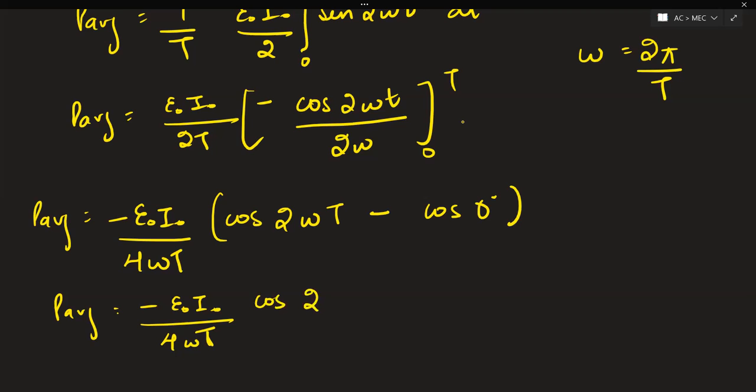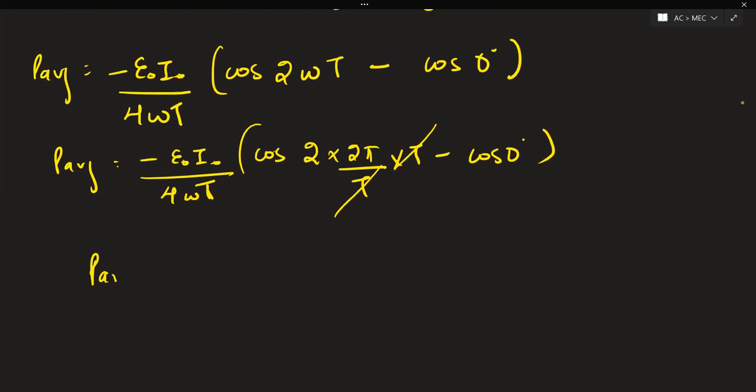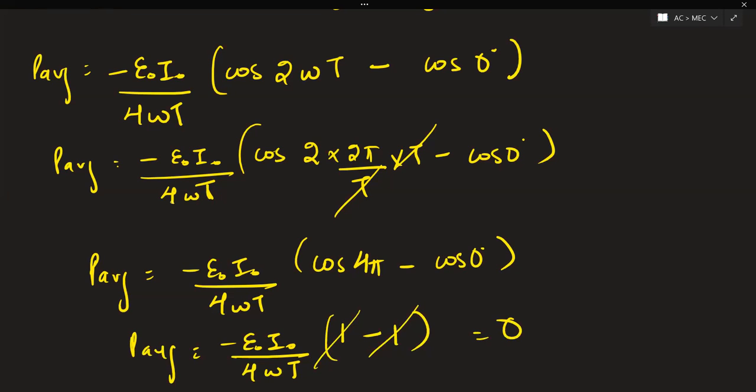So this becomes cos of 2 omega, which is 2 pi by t, into t, minus cos 0 degree. See class, t gets cancelled from here. Now you have your answer ready. What's the average power from here? Minus E naught I naught over 4 omega t, leave whatever is over here. This is cos 4 pi minus cos 0 degree. This is also 1, this is also 1. So cos 4 pi is 1 minus cos 0 is also 1. This cancels, gives you 0. So this is a proof.